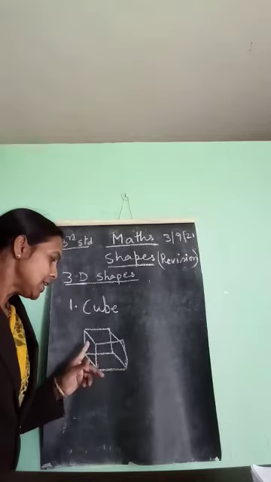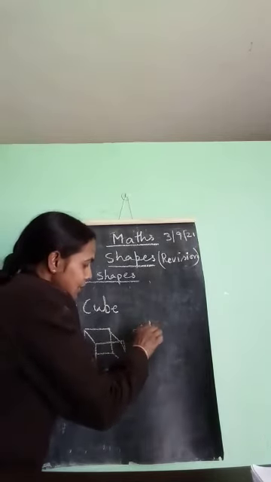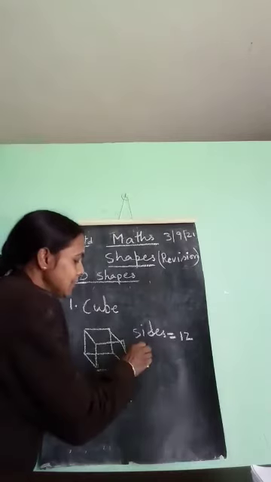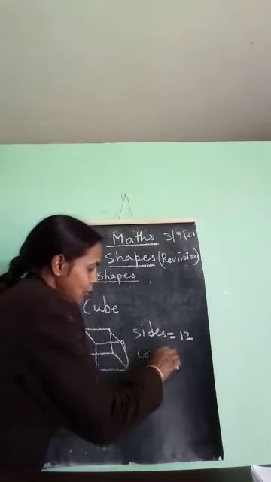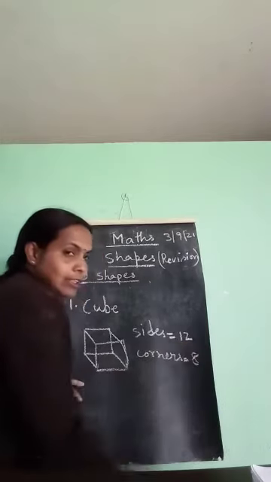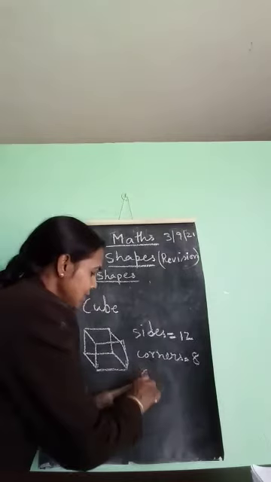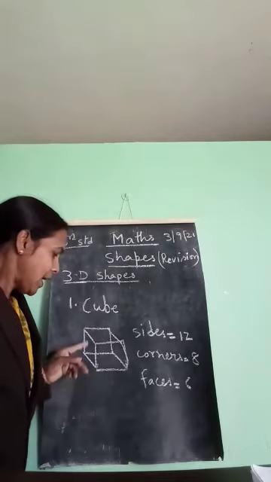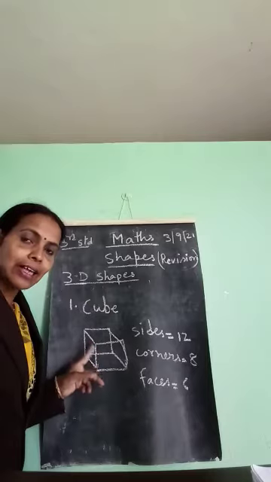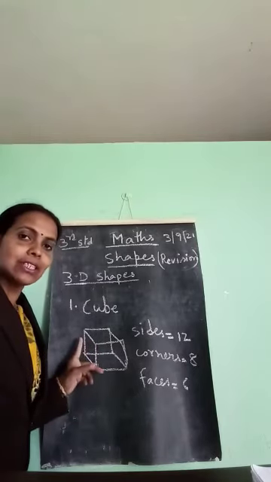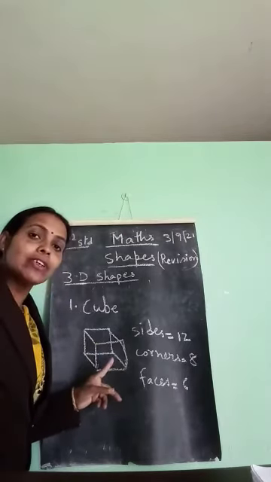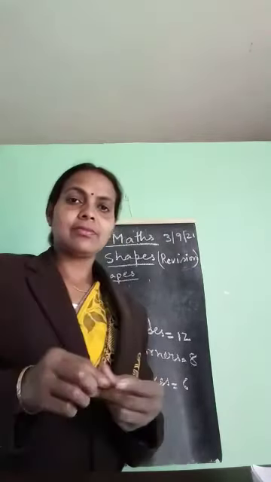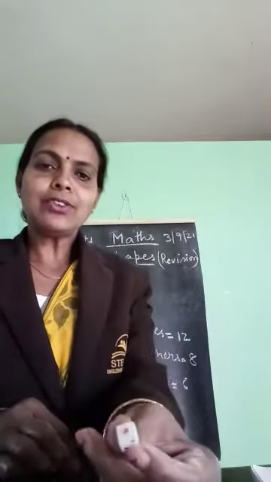This cube has how many sides? Sides are 12. Corners, 8. 8 corners are there. Then faces, 6 are there. And all the sides are equal. Length, breadth, height, everything is equal over here. All the faces are square face. I'll show you dice. Wait. See this?